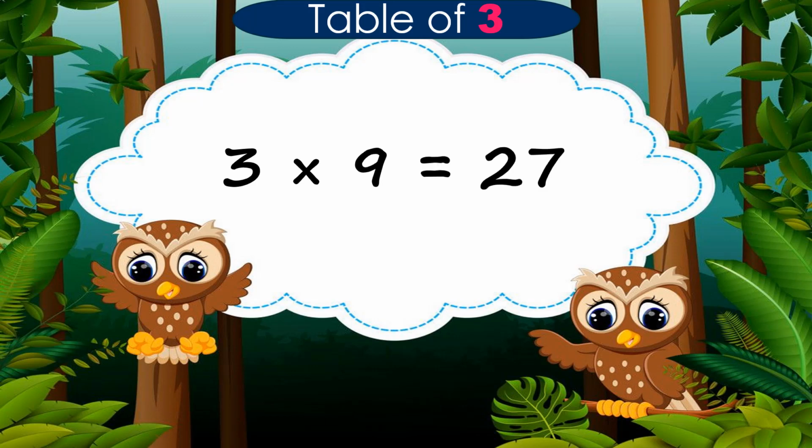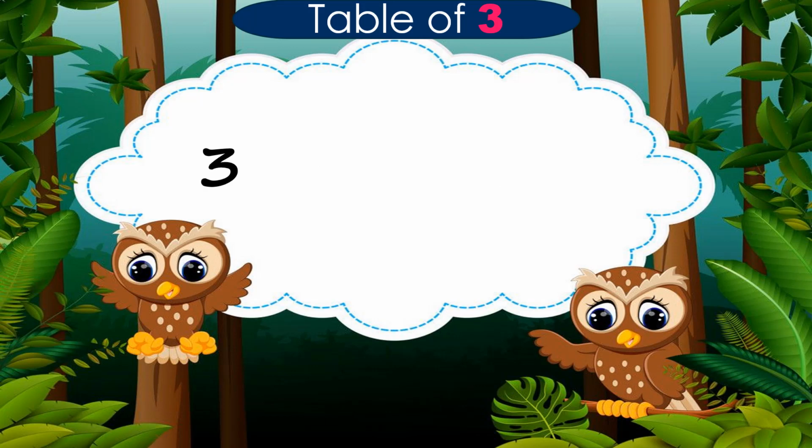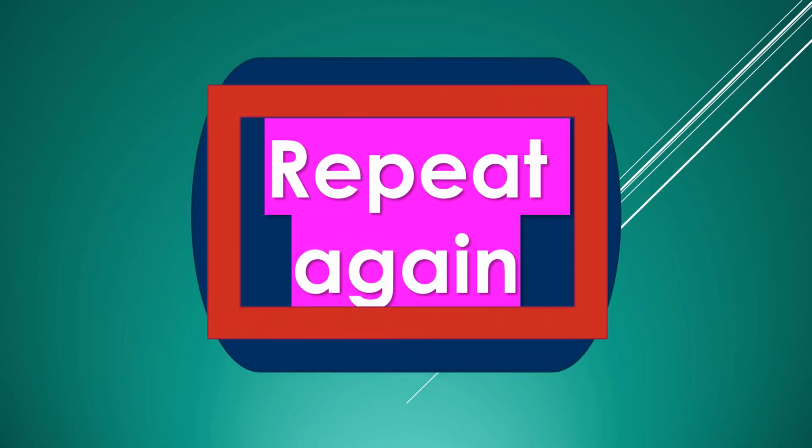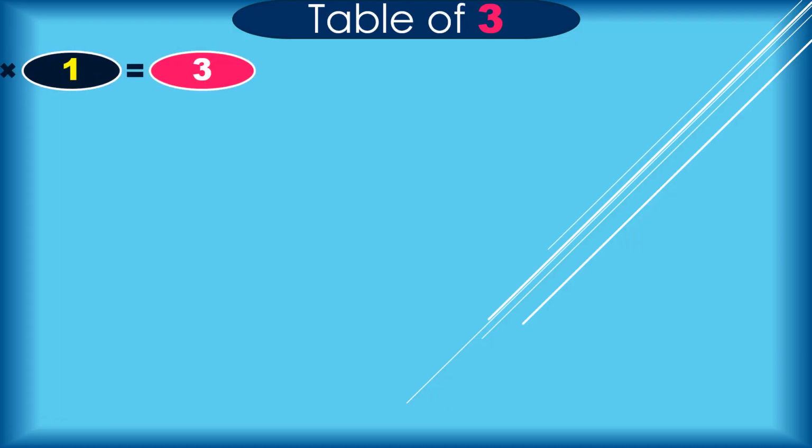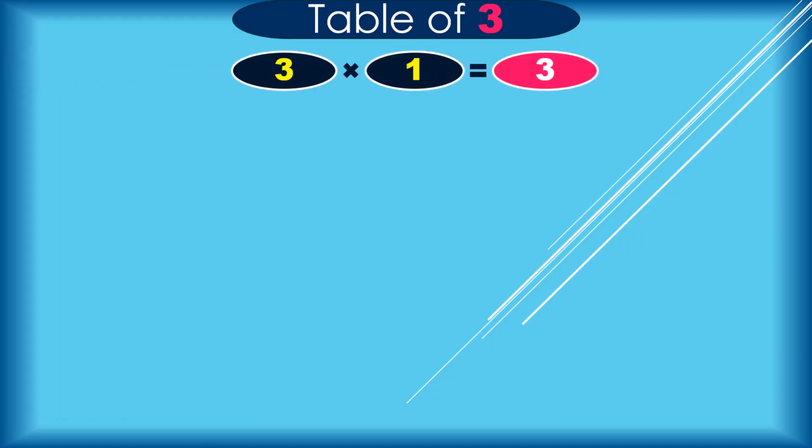3 nines are 27. 3 tens are 30. Now repeat again. 3 ones are 3.